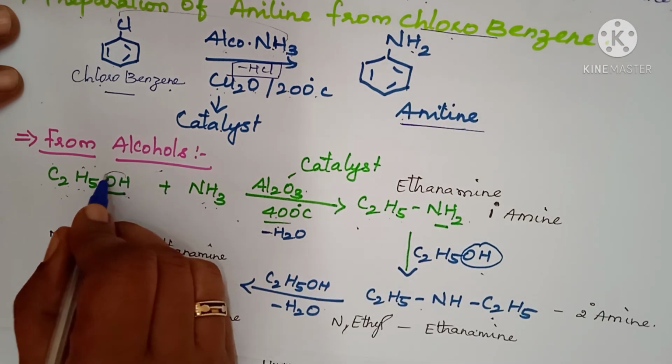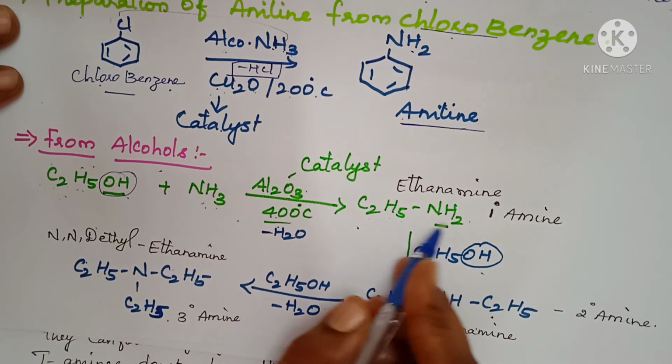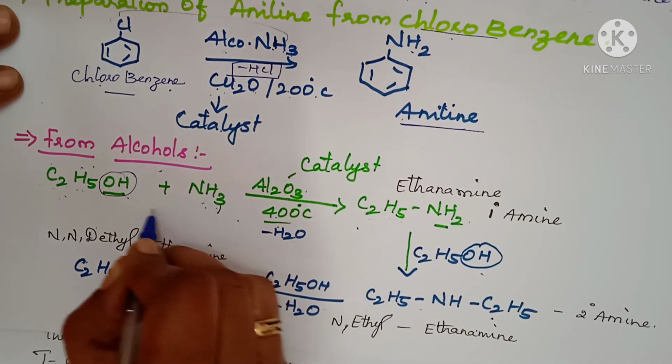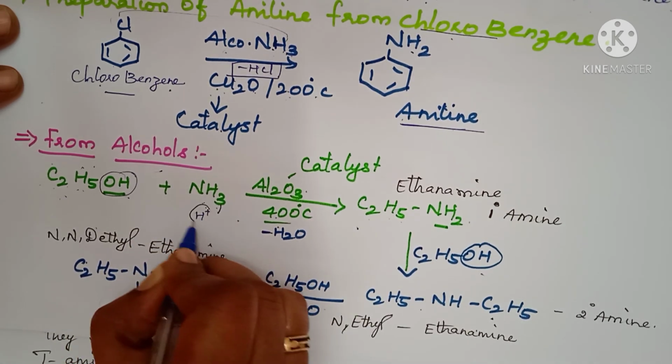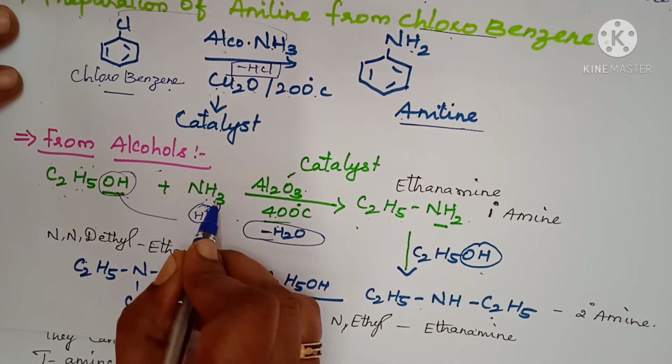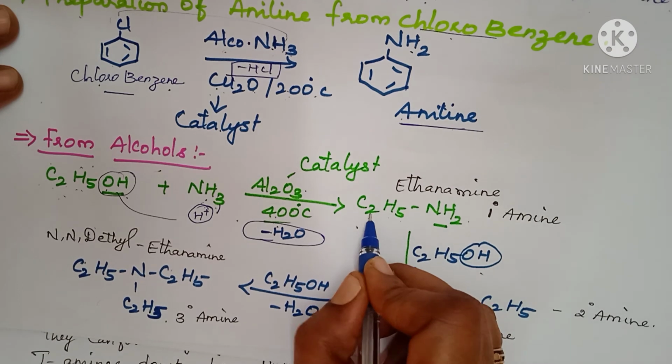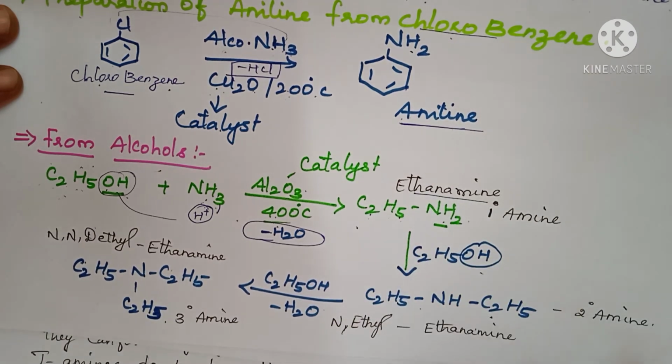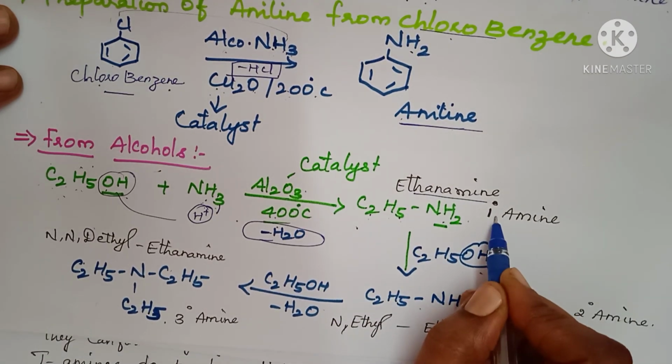C2H5NH2. This OH group is replaced by NH2. One hydrogen will go and sit over there, H plus ion. Okay, now you will get water. The NH2 group will sit over here. C2H5NH2, ethanamine. Okay, easy. This is a primary amine.